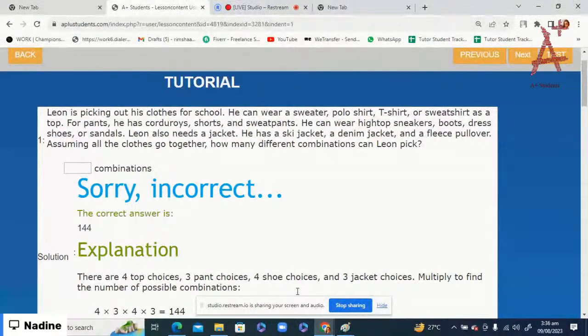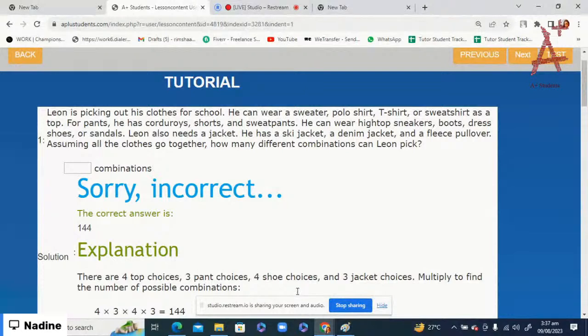Okay, and then for the pants, he has corduroys, shorts, sweatpants. Then he can wear high top sneakers, boots, dress shoes, or sandals. Leon also needs a jacket, so he has a ski jacket, a denim jacket, and a fleece pullover. Assuming all the clothes go together, how many different combinations can Leon pick?